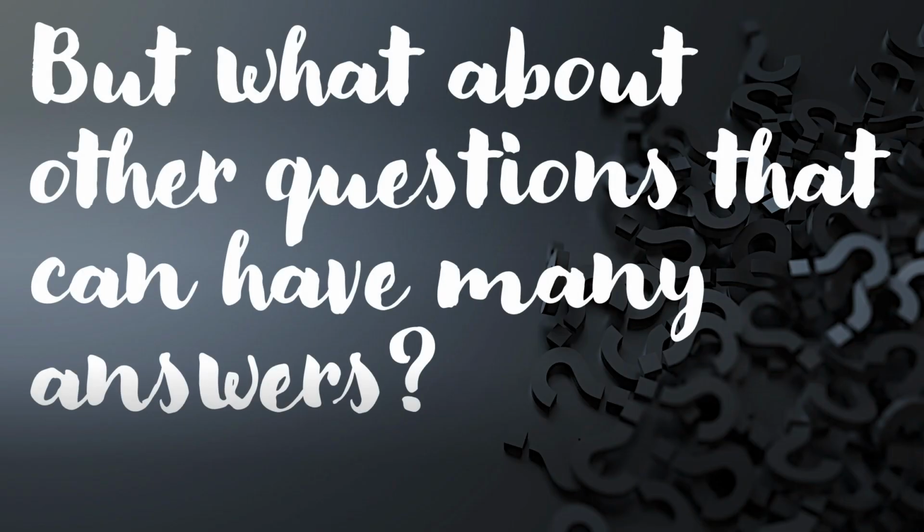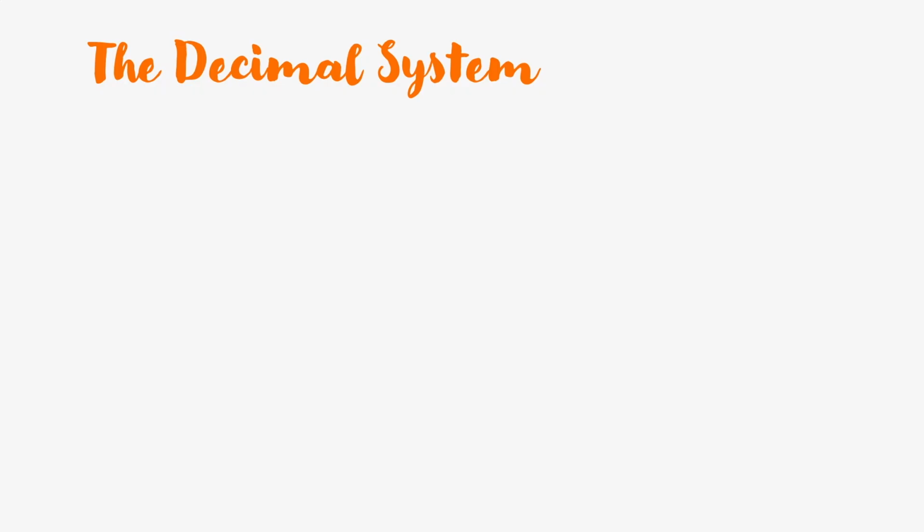But what about other questions that can have many answers? For this, let us have an evaluation of our decimal number system. So let's talk about the decimal system. Let us take the number 234. To write 234 on paper, we write the 3 digits 2, 3 and 4 one after the other. But why do we call it 234?